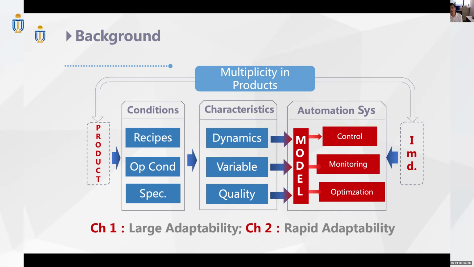And those changes further result in changes to the requirements of the automation system. For example, the model changes, and then the control strategy may need to change. The monitoring and analysis strategy may also change in response. The optimization strategy may change in response. And there's another requirement related to this.